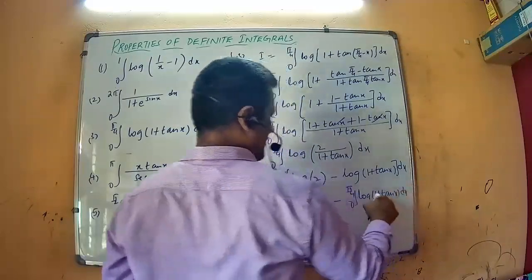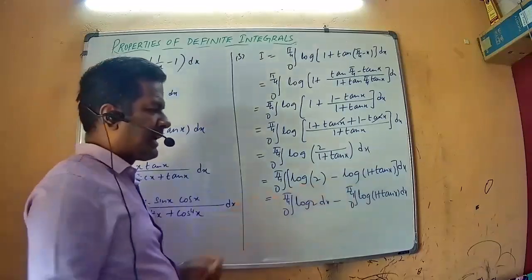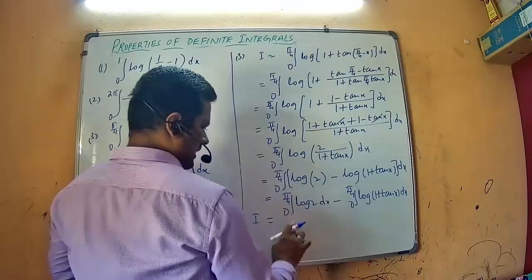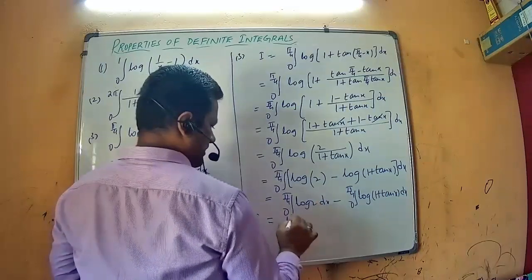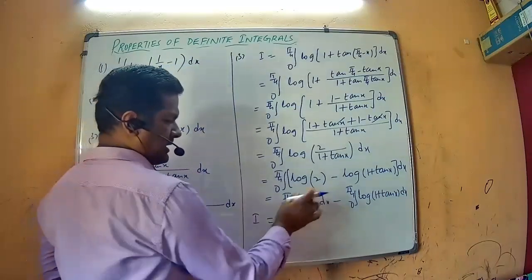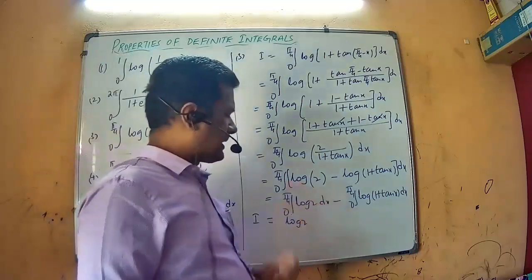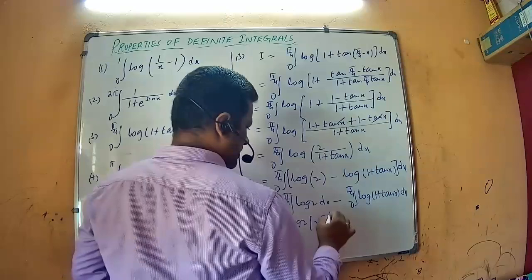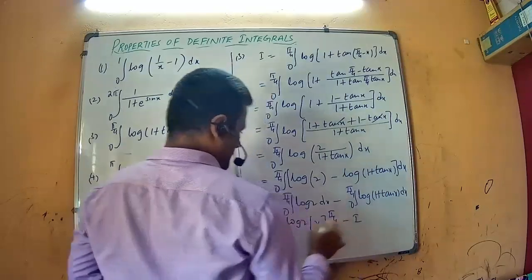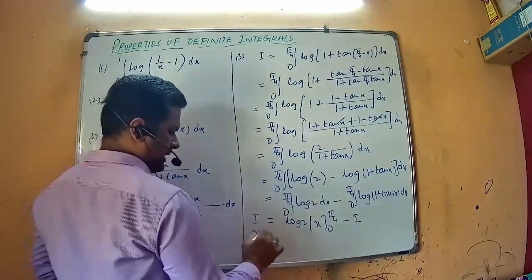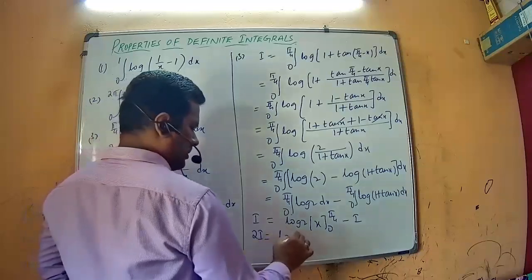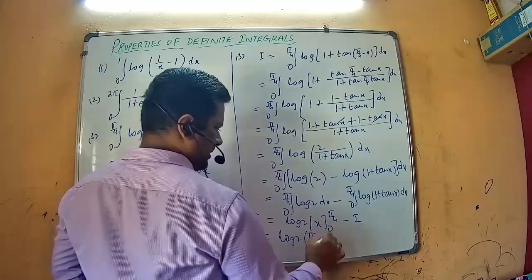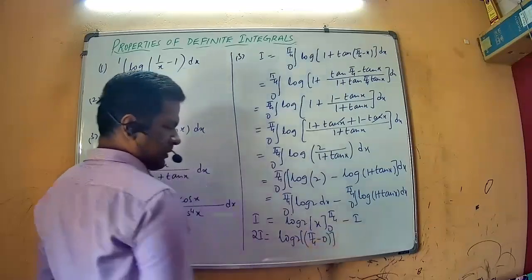Integral of 0 to pi by 4 log of 1 plus tan x is nothing but I only. Here we can take log 2 outside the integration because it is a constant which is not related to x. So integral of dx will be x within the limits 0 to pi by 4 minus I. So minus I, if it is transposed here, 2I is equal to log 2 into, if we apply the limits here, pi by 4 minus 0.